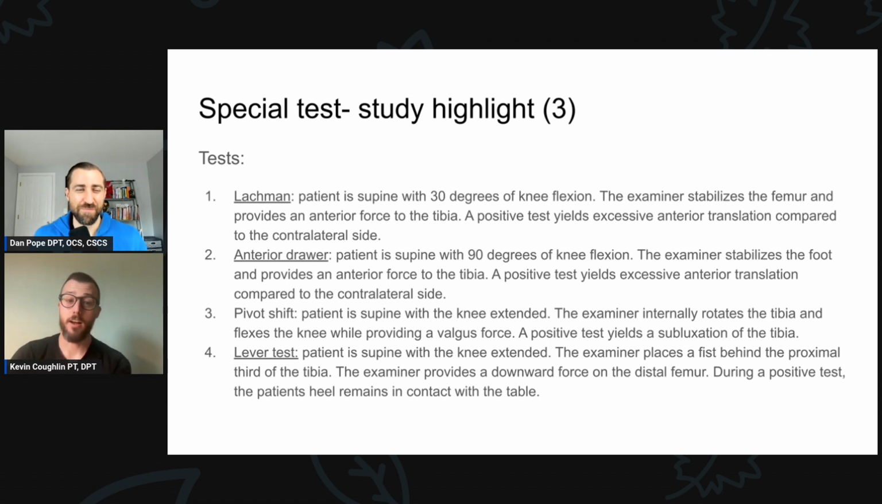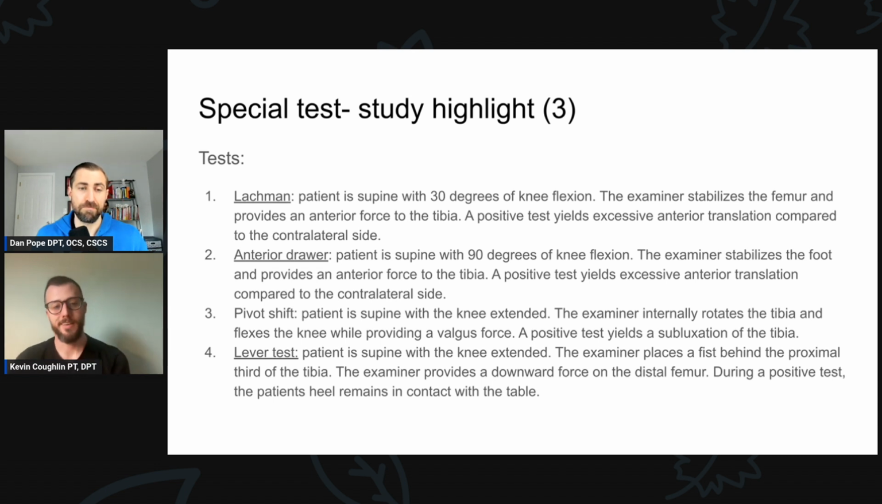So the Lachman test is performed with the patient in supine and the knee bent to about 30 degrees of knee flexion. The examiner is stabilizing the distal femur, and they're providing an anterior force to the tibia. A positive test yields excessive anterior translation compared to the contralateral side.